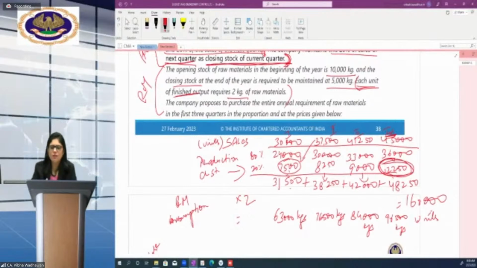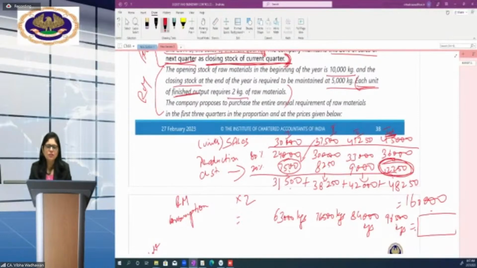Can I have the total consumption for the year? Can I have the total consumption of raw material for the whole year? Give me the total consumption of raw material, please. Yes, 63,000, 76,500, 84,000 and 96,500. Can I have the total raw material consumption for all the 4 quarters?